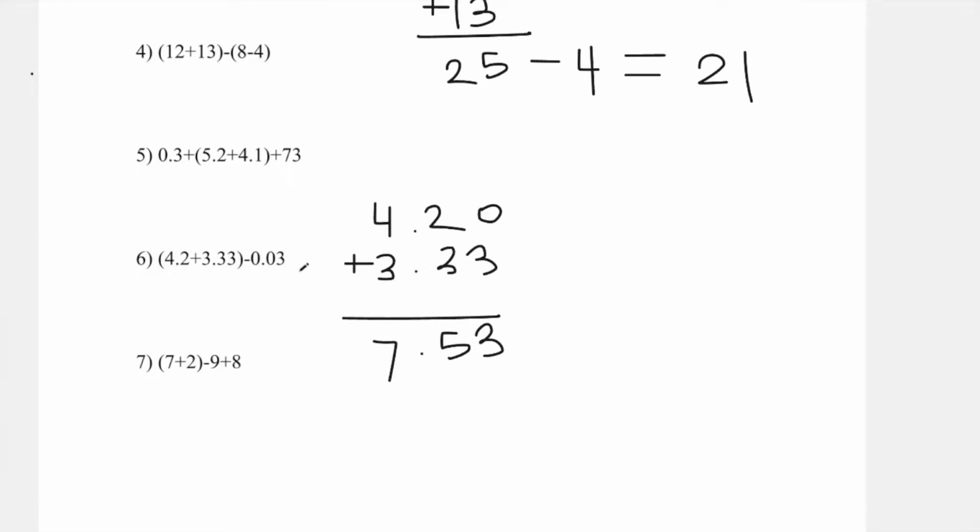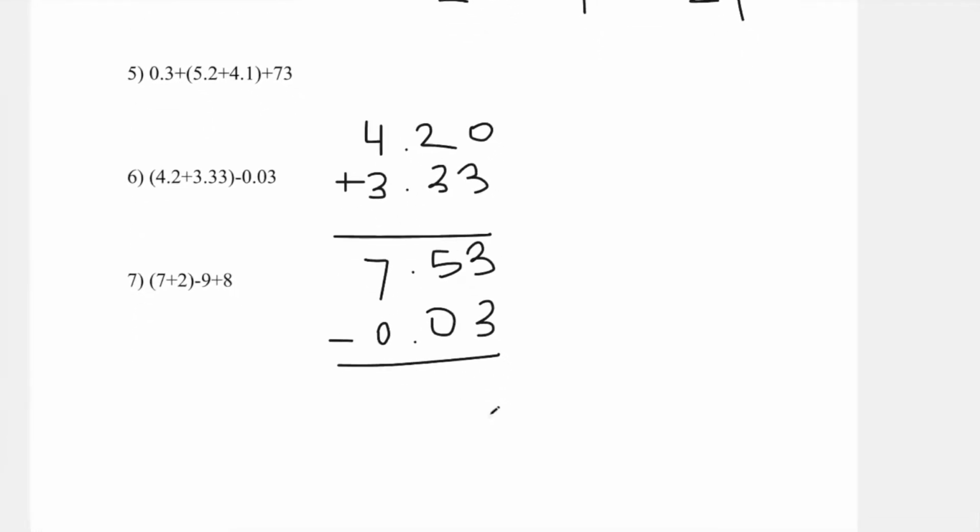And now we have to subtract 0.03. So subtract 0.03. 3 minus 3 is 0. And 5 minus 0 is 5. 7 minus 0 is just 7. So your answer for number 6 would be 7.50 or 7.5.